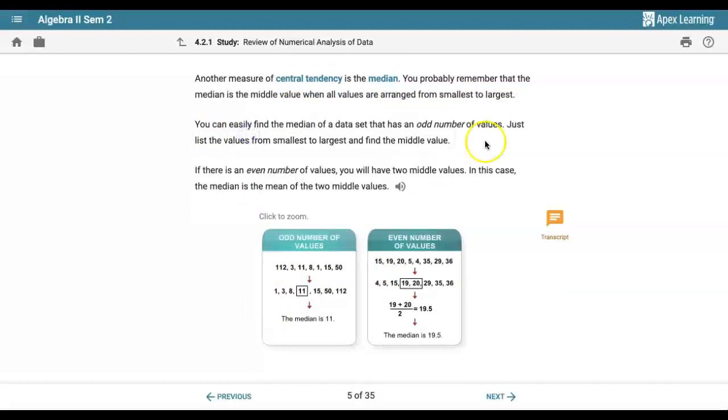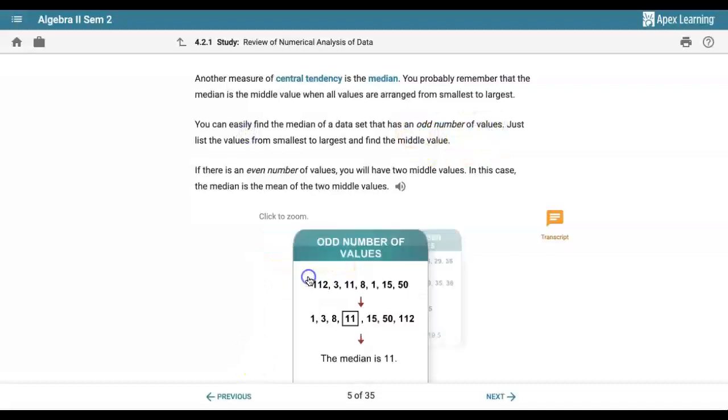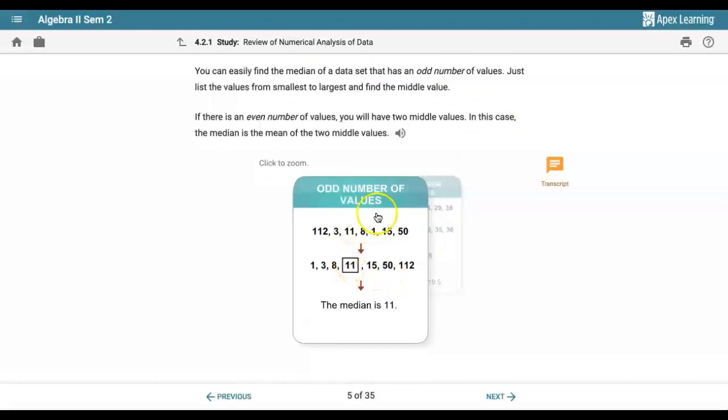It's very, very easy when we have an odd number of values. So looking here, we've got 7 values. Once we rearrange them in order from smallest to largest, there we go, 11 is going to be my middle number because it's got 3 values below and 3 values above.